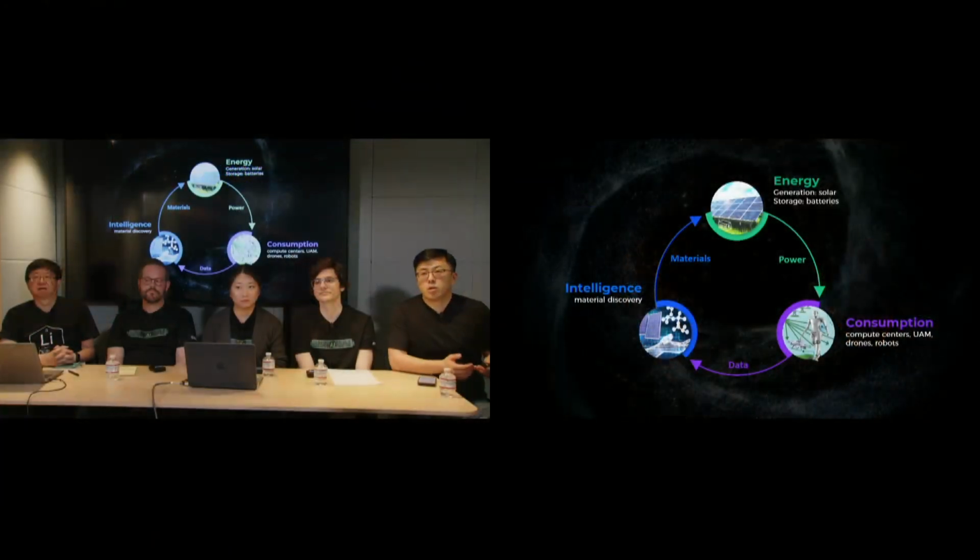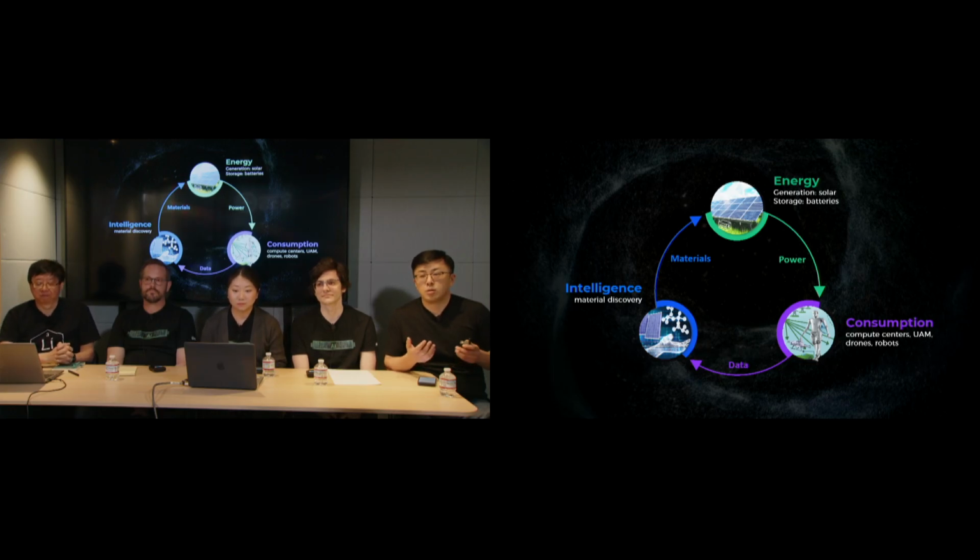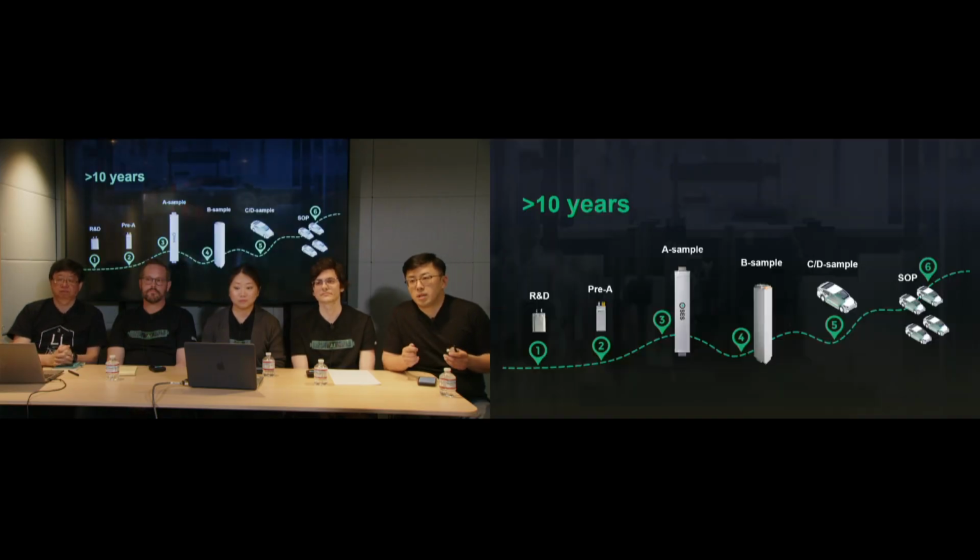So we live in a world where you have renewable energies and storage that provide power to consumption: your data centers, EVs, drones, robotics. They generate data that train our model that discover new materials for new energy. But this material discovery process is actually really slow. For EV batteries it takes more than 10 years, from R&D to A samples to B samples and then C samples and then commercial.